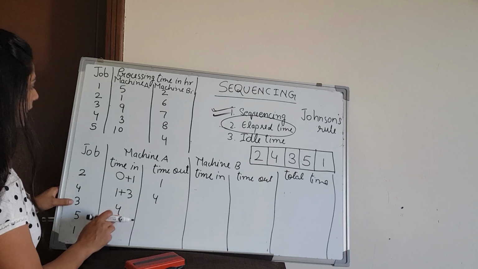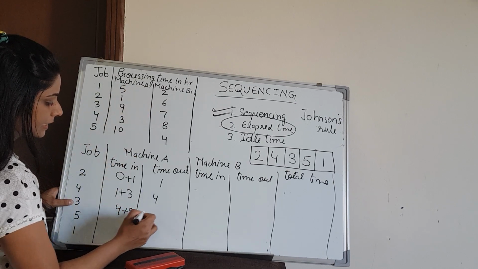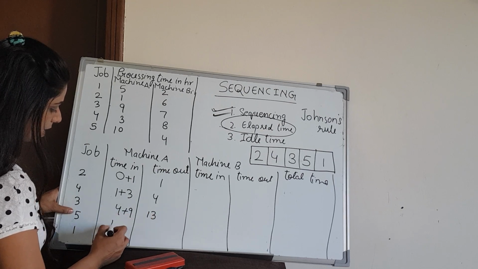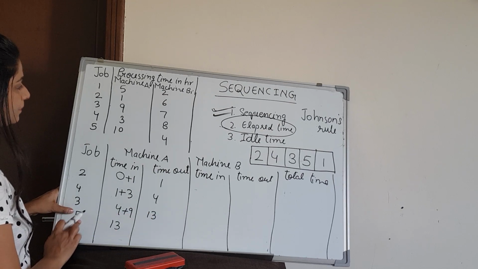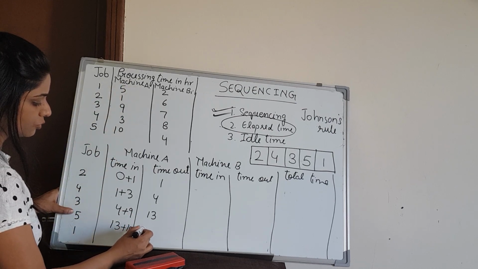This 4. And machine A third job. Machine A third job is 9. So 4 plus 9 is 13. This 13 we will write down. You can see the fifth job. So the fifth job for machine A is 10. 13 plus 10 is 23.